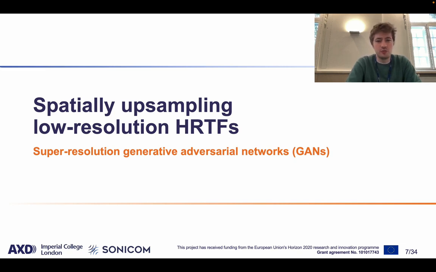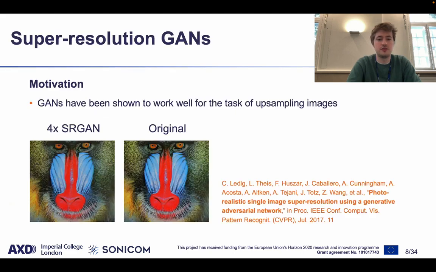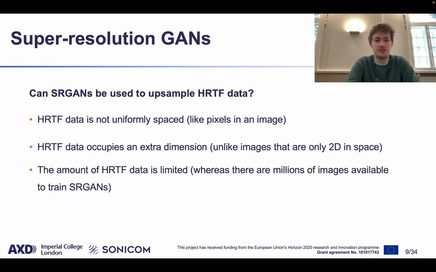So to start with, how do we actually do spatial upsampling of HRTFs? Well, we at Imperial use a particular approach that exploits super resolution GANs. Now, super resolution GANs have been shown to work well with images. You can see two images here. One's the original, and one's been downsampled by 4 and then upsampled. And you can see they look almost identical. So can we do the same thing with a HRTF?